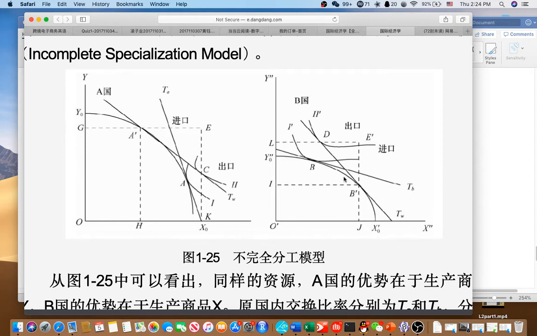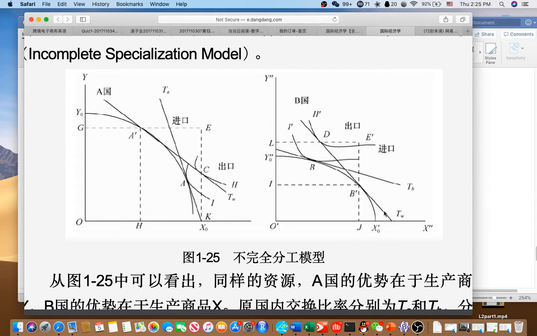Similarly, in country B before international trade, the indifference curve is I prime. The PPF intercepts at B, and the slope is equal to this TB. It's smaller than the TW. This is the relative price.